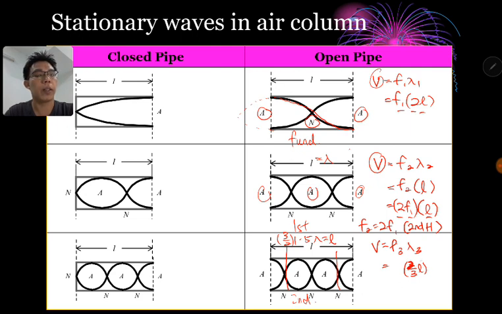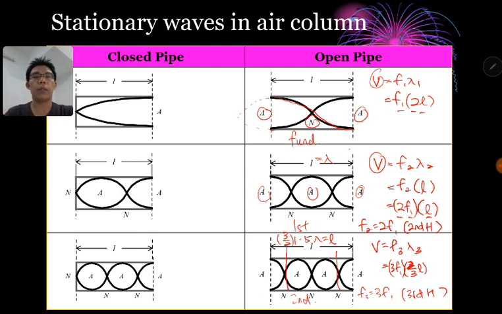How are you going to make the speed the same as the first one, 2F1L? How should we change F3? We should use 3 times the first harmonic frequency. Let's say it's 50 as the first harmonic frequency, then this one should be 150. 3 times higher. Because F3 equals 3 times F1, we call this the third harmonic.